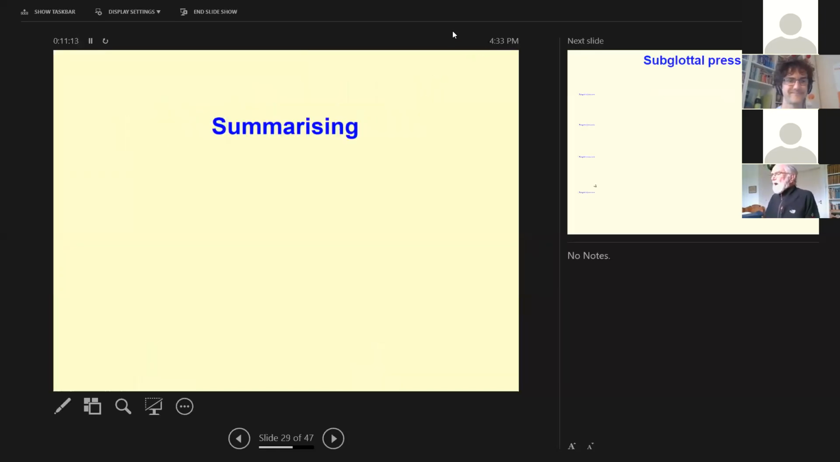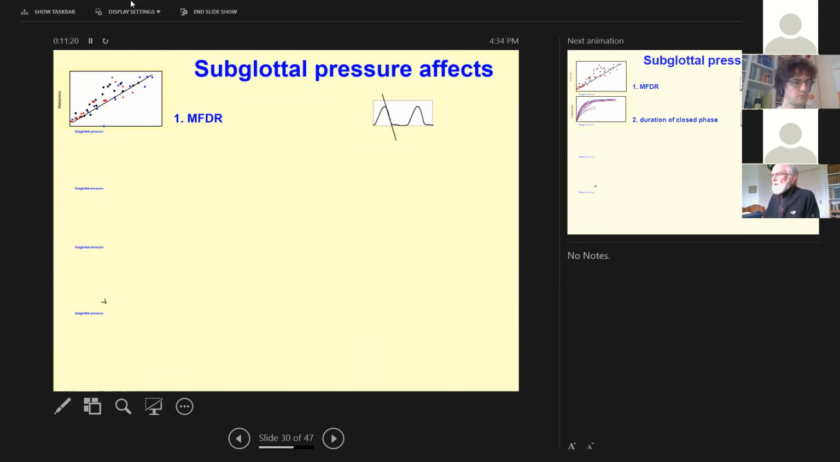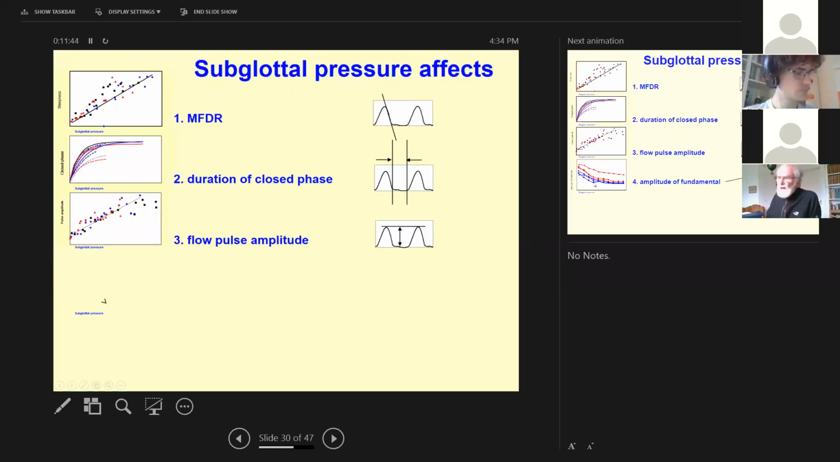Okay, summarizing then, subglottal pressure affects a lot of things in the flow glottogram. One is the MFDR, the steepness of the trailing end of the air pulse. Another thing is the duration of the closed phase, which actually looks like this. It saturates at higher pressures and has a very big effect on low subglottal pressure. And you saw that when I varied vocal loudness in the inverse filter.